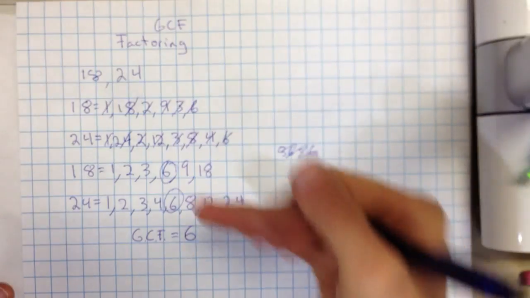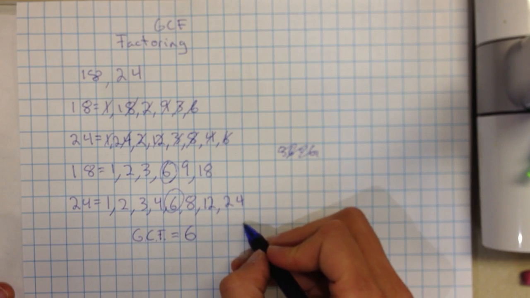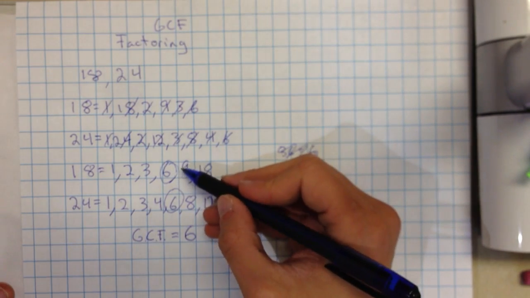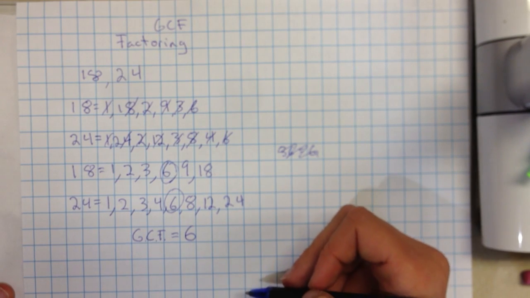Now we could put a third number in there, and we would do the same thing. We would just write out the factors for that third number, and then we'd have to find a number that was in all three of them. Okay, so that's finding GCF by factoring.